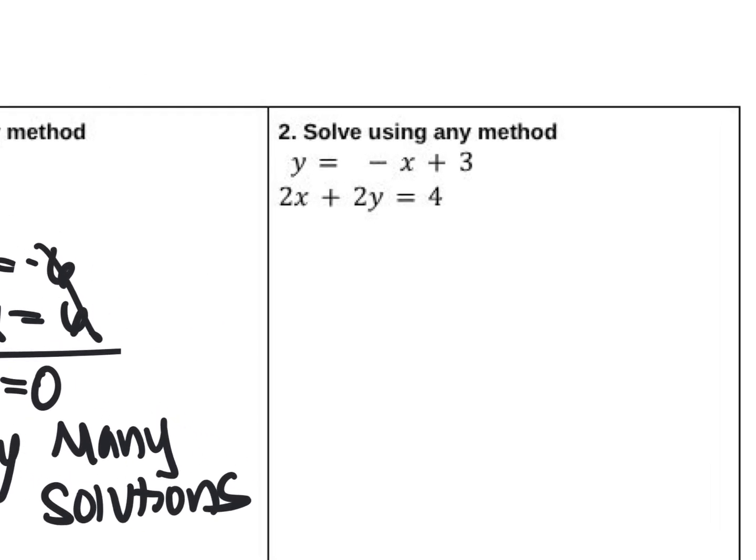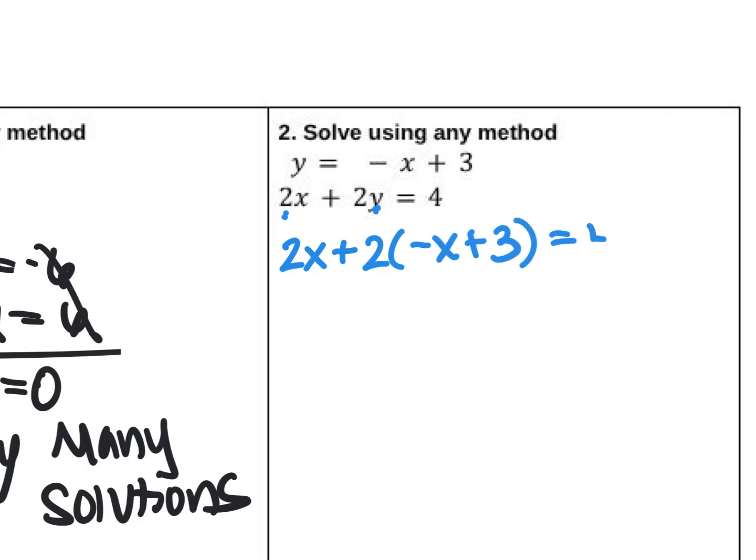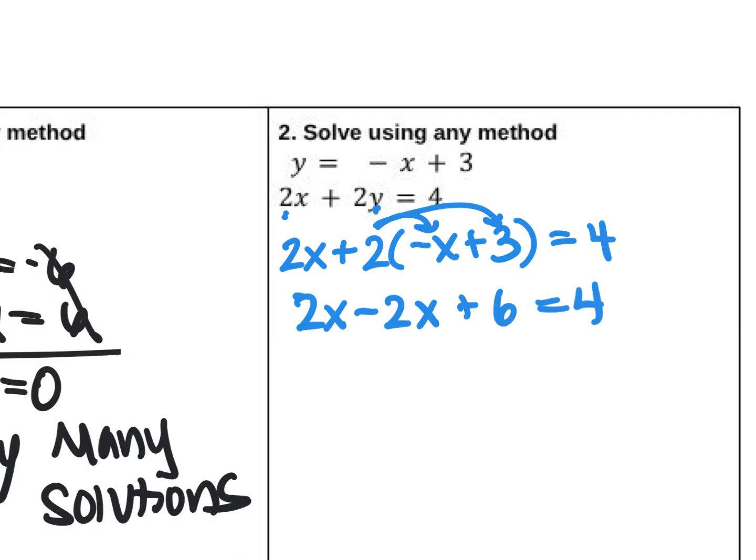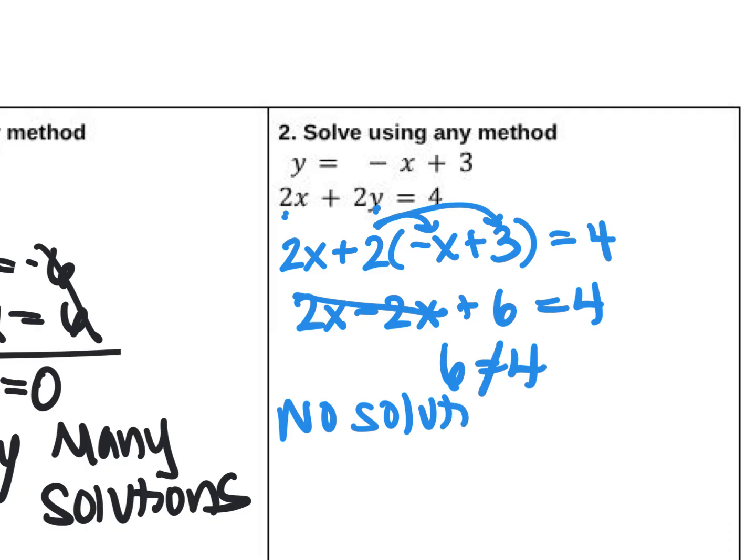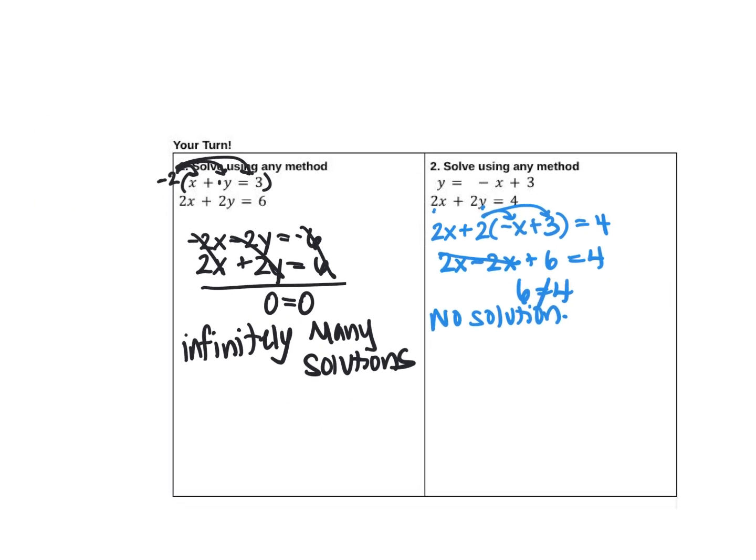Let's do this one. We have our x and our y on the same side. We're going to replace the y with what's given. I have to do some redistributive property. My x's are going to cancel, and I'm left with 6 equals 4, which is not true, so we'd say no solution, meaning they are parallel lines.